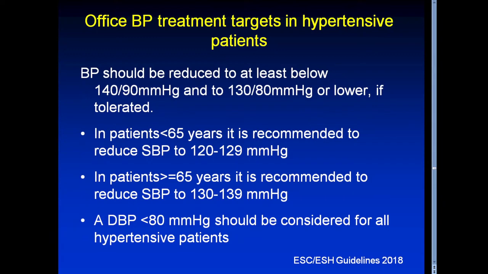Office BP treatment targets in hypertensive patients. BP should be reduced at least below 140/90 mm Hg and to 130/80 mm Hg or lower, if tolerated. If the patient is less than 65 years, it is recommended to reduce systolic BP to 120-129 mm Hg. In patients more than 65 years, it is recommended to reduce systolic BP to 130-139 and diastolic BP less than 80 mm Hg should be considered for all hypertensive patients.